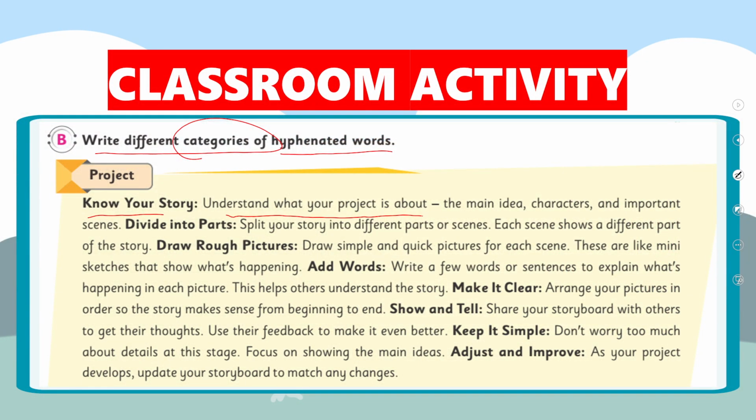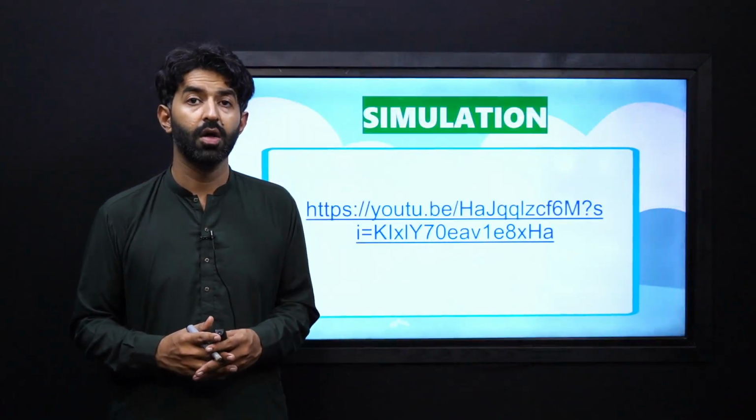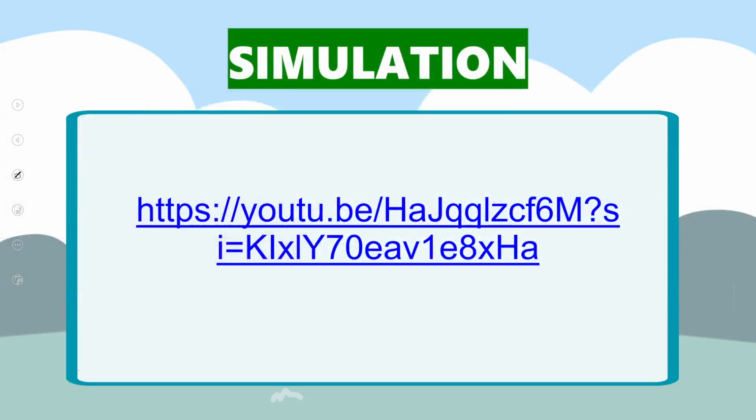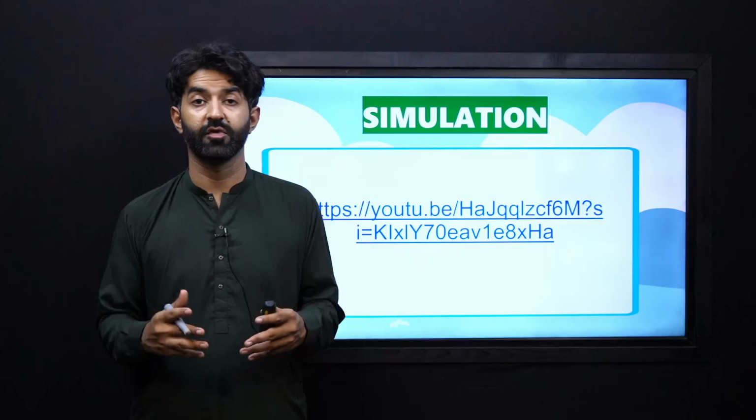So you will understand what your project is about, the main idea, characters, and important scenes. Divide into parts, split your story into different parts or scenes. Each scene shows a different part of the story. So you can follow the rest of the instructions by yourself and do this classroom activity. Now, we have our simulation link over here. You can watch the video to learn more about hyphenated words and how hyphens are used.